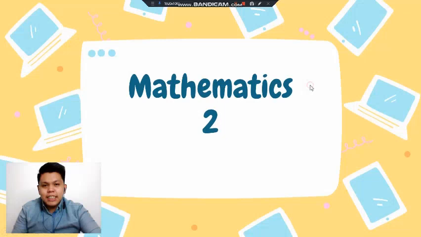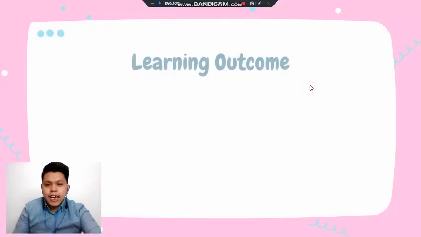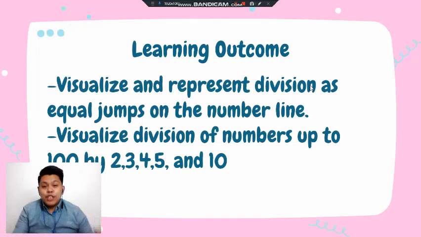So for our math today, our learning outcome is to visualize and represent division as equal jumps on the number line. This is the continuation of our lesson. And of course, to visualize division of numbers up to 100 by 2, 3, 4, 5, and 10. So let's go.